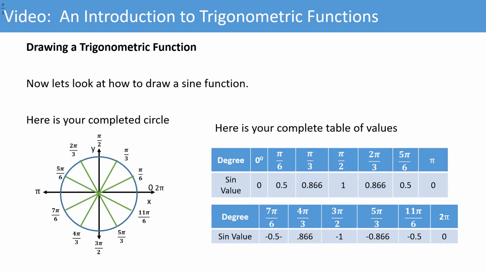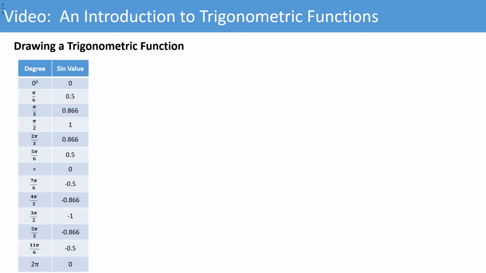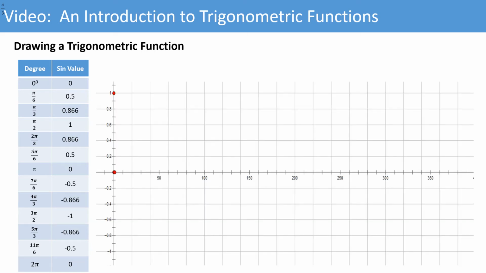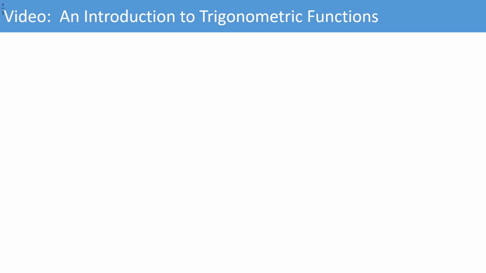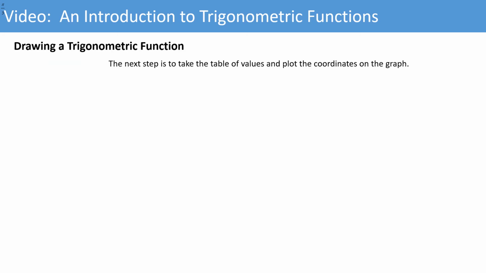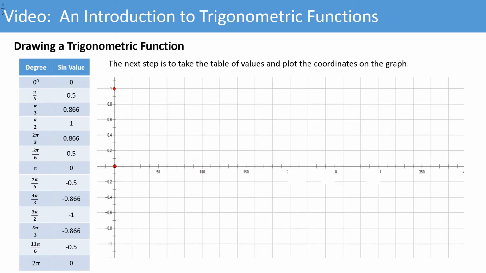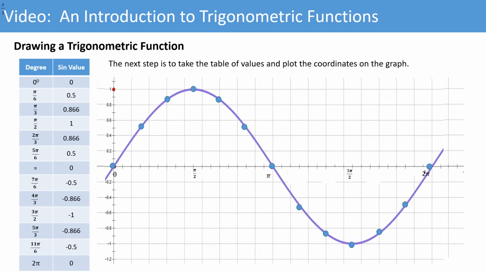Now we know that from a table of values, we can draw a graph. We have an x and a y value. So on your graph paper, you've got your table that we've created using our unit circle. We have our XY axis, and we now plot our points. The next step is to take the table of values and plot the coordinates on the graph. And then draw your line.